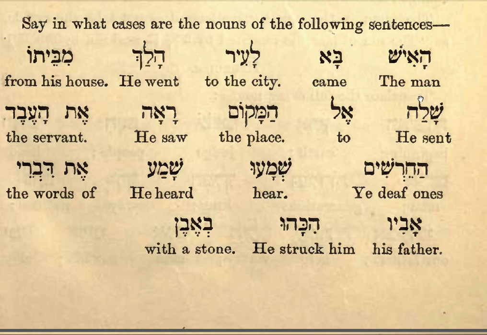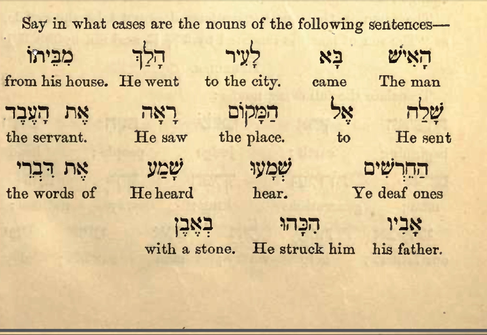Now let's go over this. Ha'ish. So this is the subject of the sentence, and so it's nominative. Ba. This is our verb. We're not talking about verbs yet. He came. But the subject here is implied in the verb. Langir. To the city. And here it's motion towards, so it's the dative case. Halach. He went. And here it's movement away from. Mib beto. From his house. Ablative case.